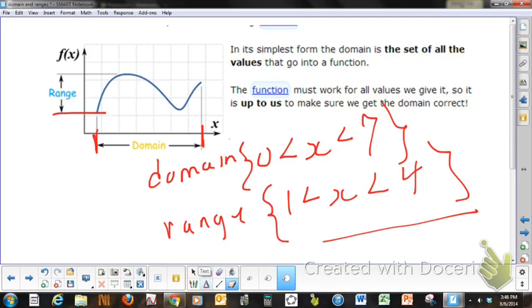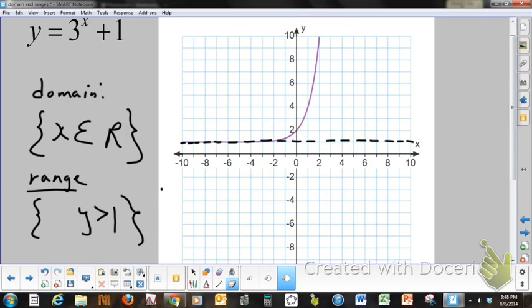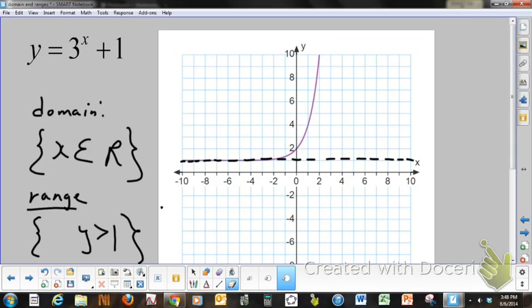We use these squiggly brackets, and we indicate how small x is and how big it can be, and there are restrictions around that. When we look at an exponential graph like this one, which is 3^x plus 1, we've got our asymptote at y equals 1 because it's shifted up 1. Now, what are the restrictions on the domain and range? If you take a look, this graph will go forever to the left and forever to the right along the x-axis. So x is the set of all real numbers.